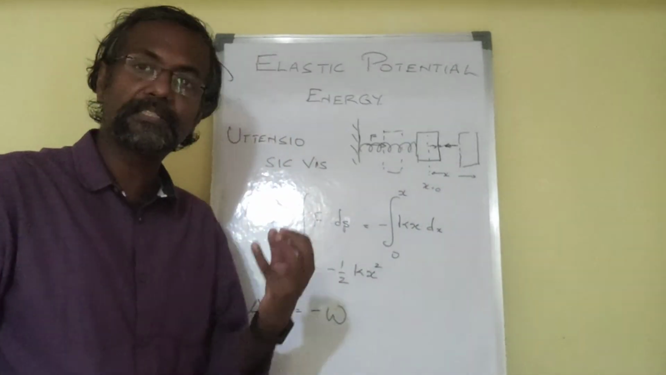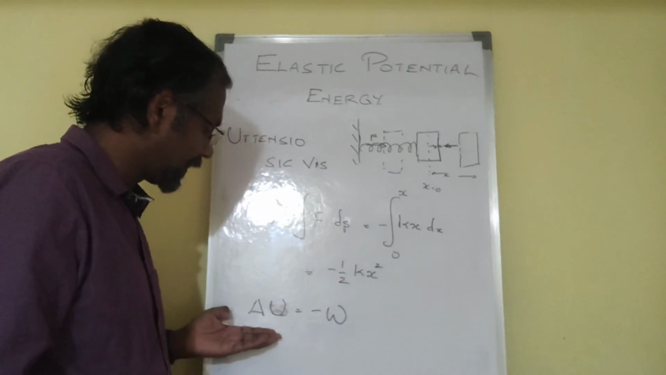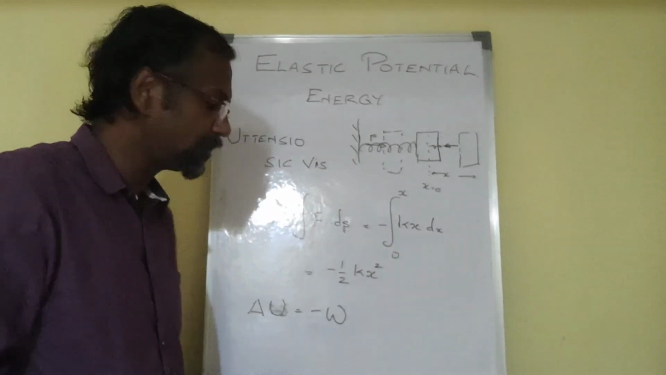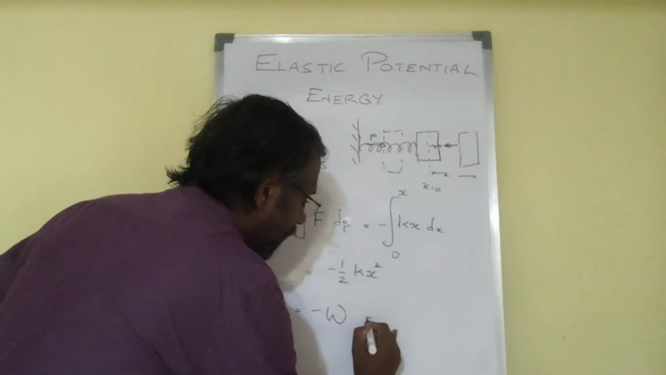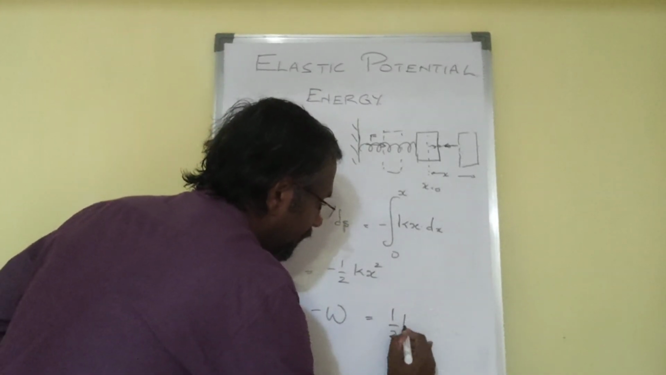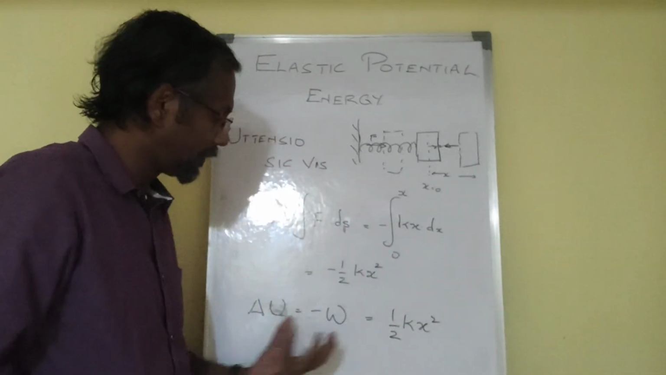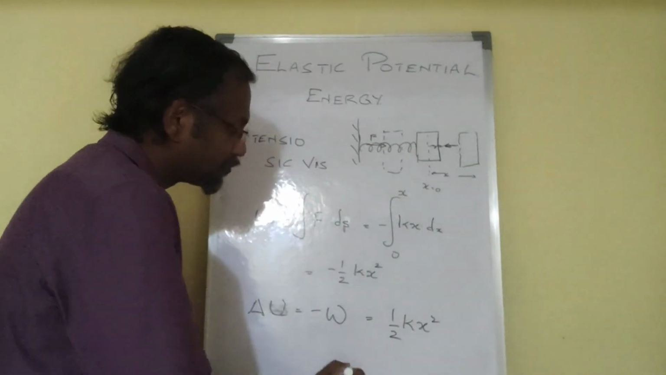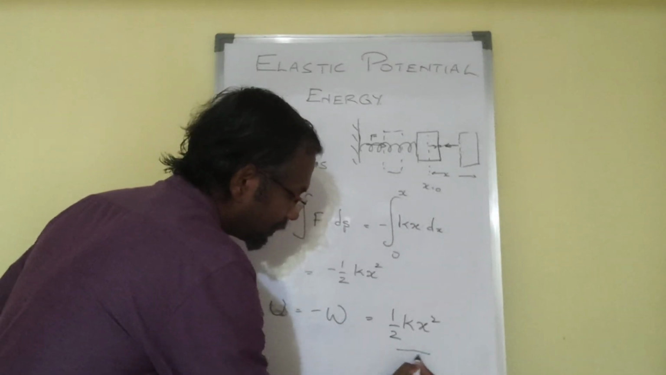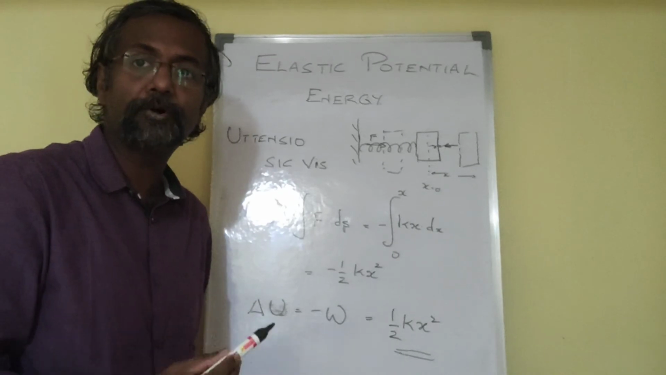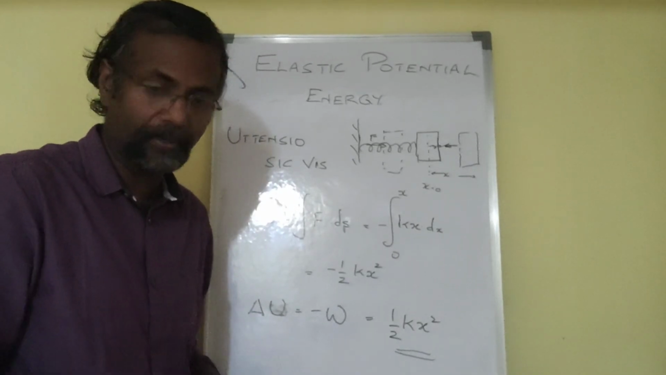Anyway, since it is a conservative force, we know that delta U is equal to minus W, the potential energy, and this is equal to half k x squared, right? So the elastic potential energy for this body is given by half k x squared.